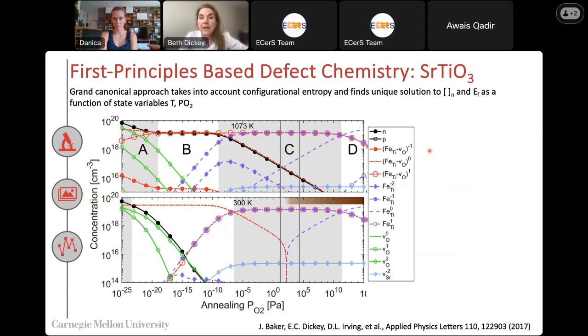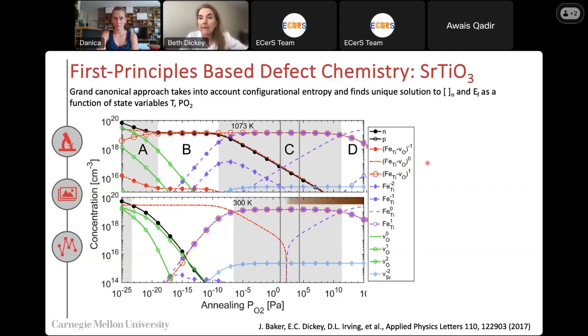But it also allows you, on the positive side, to get at things like defect complexes, where you have something like an iron substituting on titanium that may want to complex with an oxygen vacancy. And these types of defect interactions can be captured. And I'll just say they're really quite important to consider in the total defect chemistry.